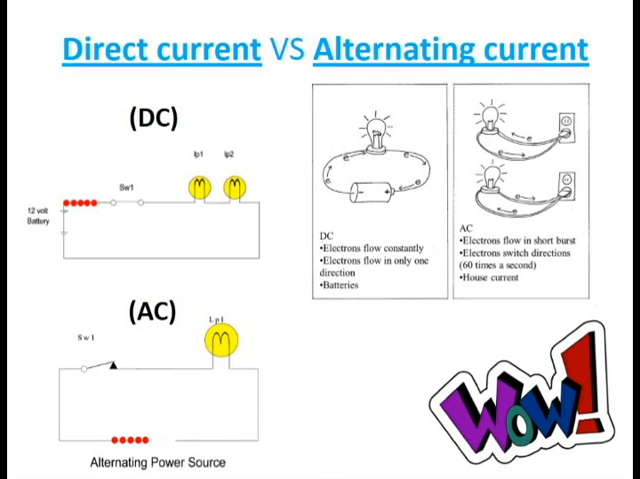Direction of current flow is shown for DC and AC, where for DC the flow is one sided, that is from positive to negative terminal. In case of AC, the terminals swap their positions very frequently, making the electron flow move to and fro.